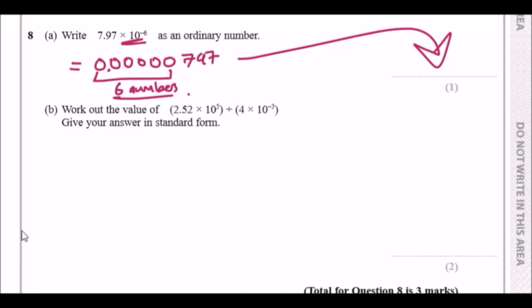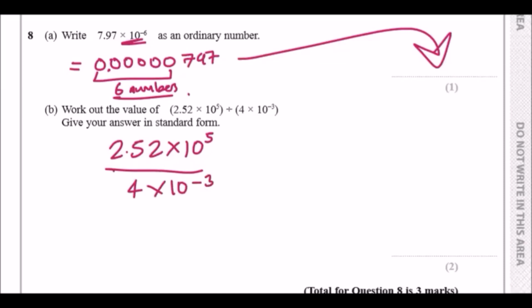Okay? B, work out the value of 2.52 times 10 to the power 5 divided by 4 times 10 to the power negative 3. Again, standard form. Now, there are 2 ways to do this. One, you could expand it, or you can use a nice trick, and that is taking advantage of the powers. So first things first, write the whole equation, and because you're dividing, write it as a fraction. So it'll be over 4 times 10 to the negative 3.